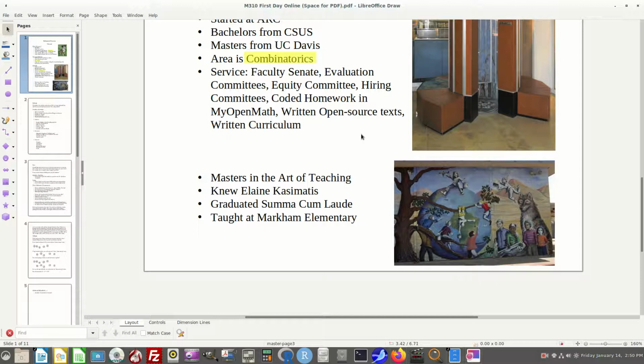I graduated both CSUS and UCD summa cum laude, and as part of the Master's in the Art of Teaching, I taught at Markham Elementary School in Vacaville. So that picture is the mural that was outside of Markham when I was there.